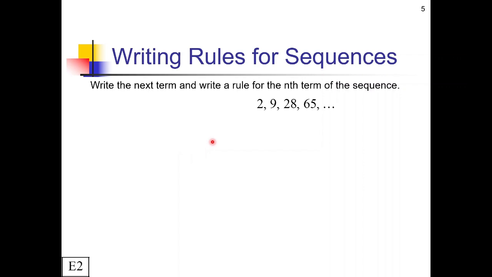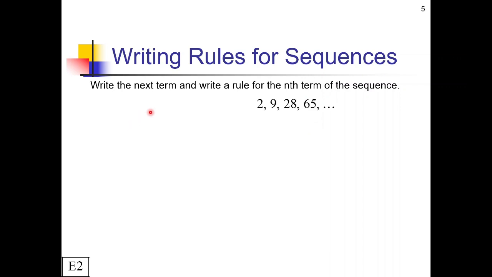For this next problem, they're asking us to write the next term, so the 5th term in this case, and write a rule for the nth term of this sequence. So we basically have to figure out the pattern and write a formula for it. And this formula should, if we're starting with an index number of 1 like I usually do, take 1, 2, 3, and 4 and turn them into these numbers here.